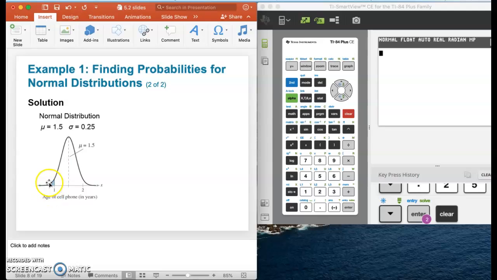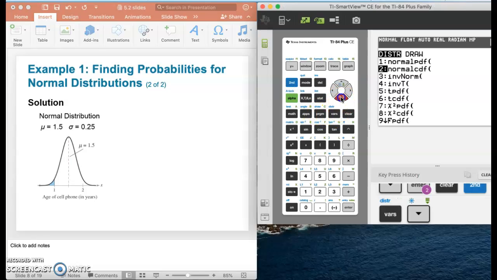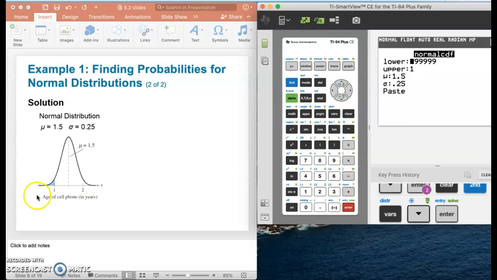Area under the curve is the same as probability, and we know when we're trying to find area under the curve, we use the Normal Cdf function on our calculator. So I'm going to go over to my calculator, and I'm going to go to Normal Cdf by pressing second and then vars, and then I'm going to arrow down once to Normal Cdf and press enter. The lower bound of the area I have shaded, the curve goes all the way to negative infinity. So we're going to use negative 99999 as our negative infinity for our lower bound.